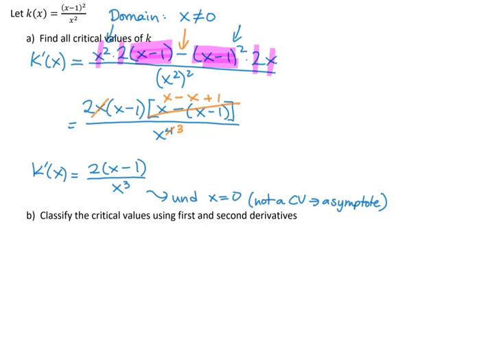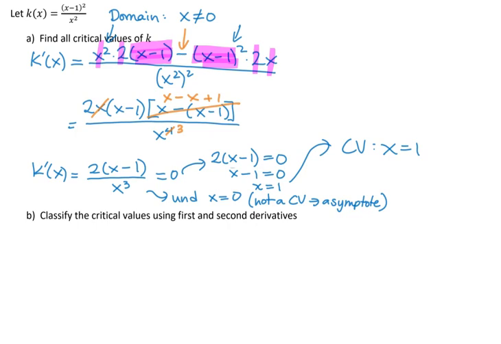If I want to know when k prime equals 0, that ends up meaning that we just need the numerator to equal 0. The only way to make a fraction 0 is if the top is 0. And I would say first step, just divide by 2. Get rid of it. You don't want to divide out your variable, but it's no problem to divide out a constant like that. So my one and only critical value is at x equals 1. So I have a domain problem at 0, a critical value at 1.